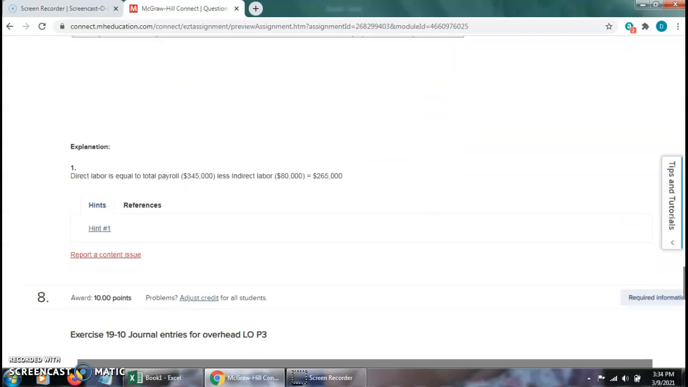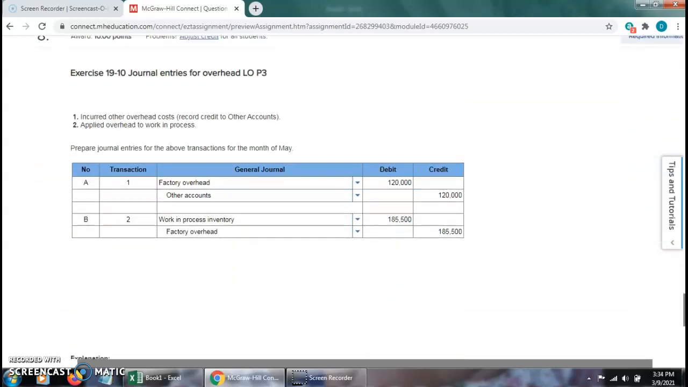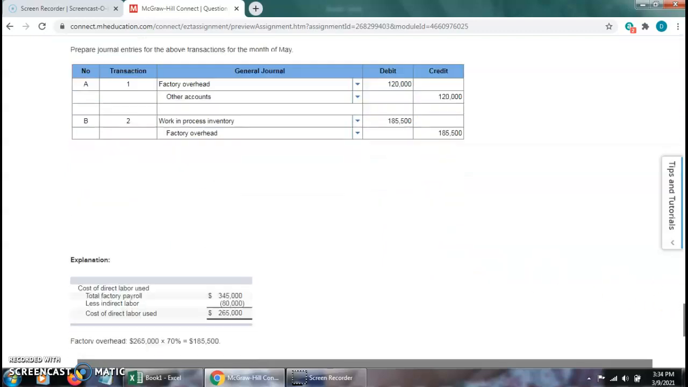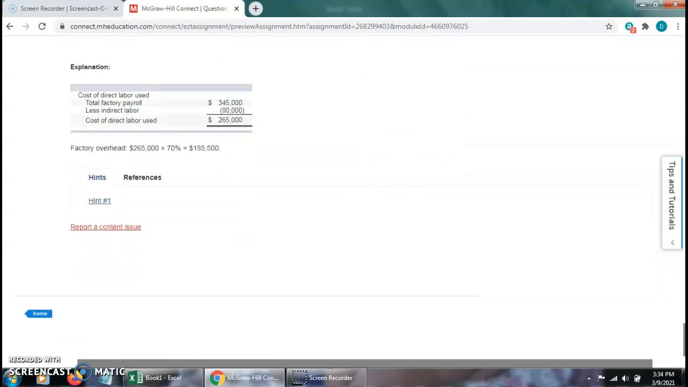Okay. And then when we look at our journal entries for overhead, this was those other overhead costs, which is given to us up above, 120,000. Okay. And then we credit other accounts. We don't know what those are, so we're just saying other accounts. And it even says to do that here. And then to apply overhead to work in process, remember that journal entry is debit WIP and then credit factory overhead. Okay. And then there's a little bit more explanation right there.